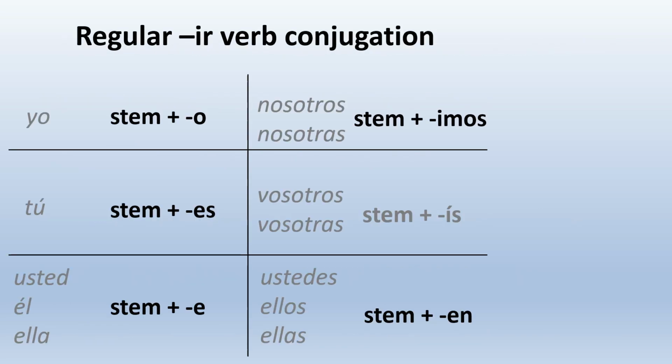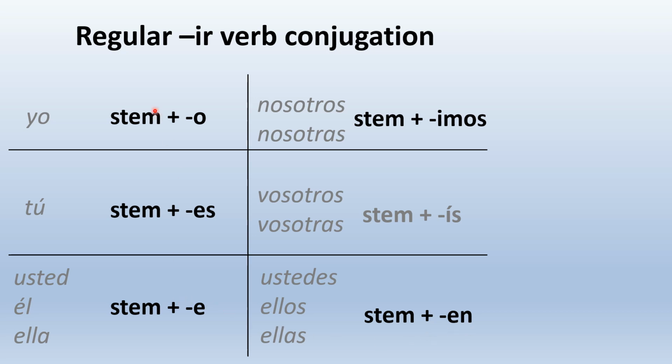Okay, now let's look at how do we conjugate the IR verbs. We take the ending IR and take that off, and to the stem we add, for yo, we add o. This is very similar to the ER verbs. For tú, we add es. Usted, él, and ella, we add e. I'm going to jump over here to ustedes, ellos, or ellas, we add en.